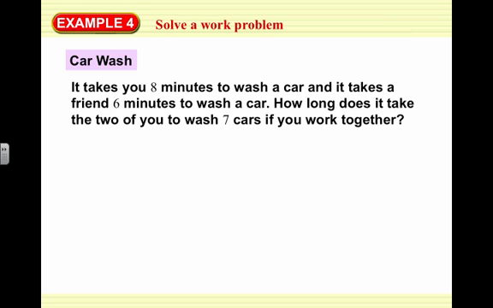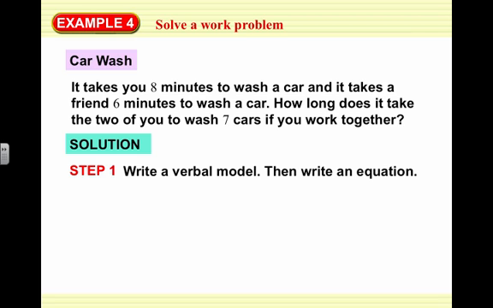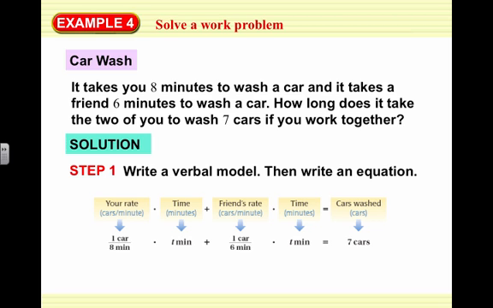So there's 7 jobs to be done, 7 cars to be washed, and y'all are going to work together, and the question is, how long is that going to take? All right, here's how you approach a problem like this. You're going to write a verbal model and then write each equation. And what you're going to do, and this may be surprising, is you're going to write your rate of car washing and your friend's rate of car washing.